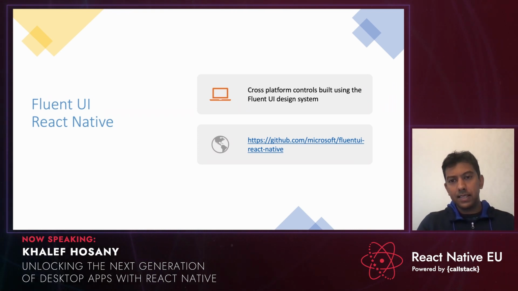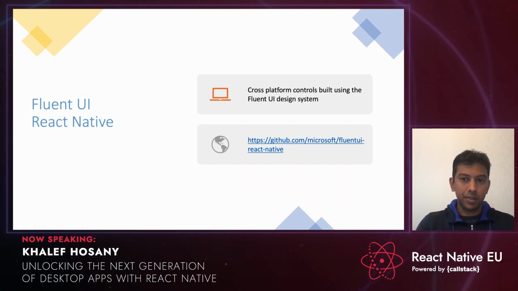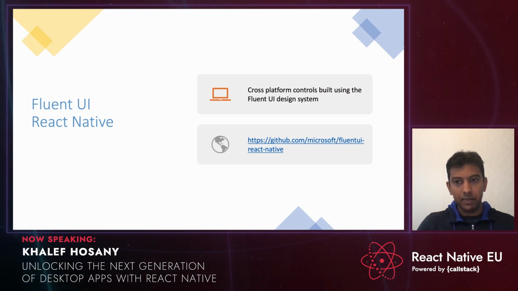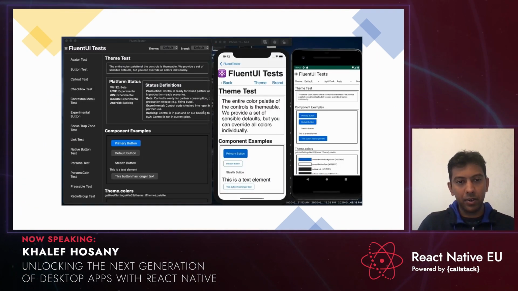But what this is, so Fluent UI React Native is a set of controls that are supported across multiple platforms and that have the Fluent design system built in. And the Fluent design system is essentially a set of styles that is designed to look great across all platforms. So this comes built into the controls when you use them. Now, if for any reason you want to override the built-in design system to match what you would like to render, you can do that as well. So head over to github.com/Microsoft/Fluent UI React Native and you can learn more about it.